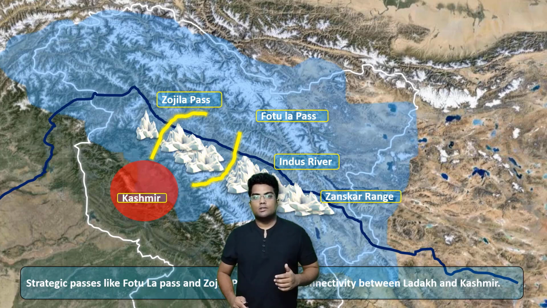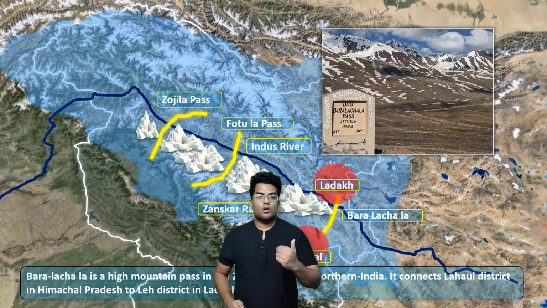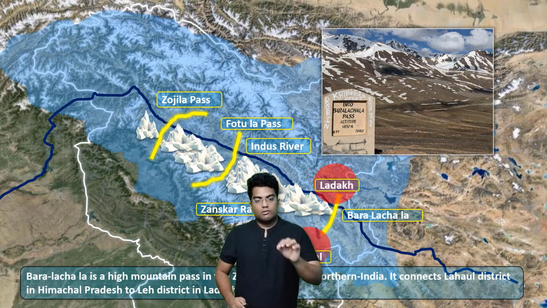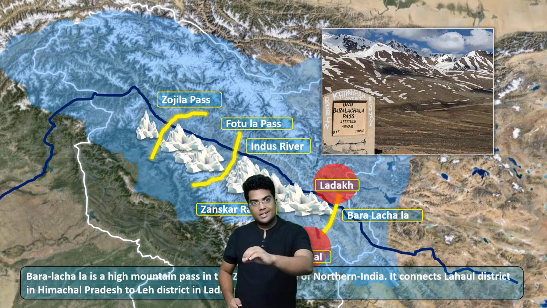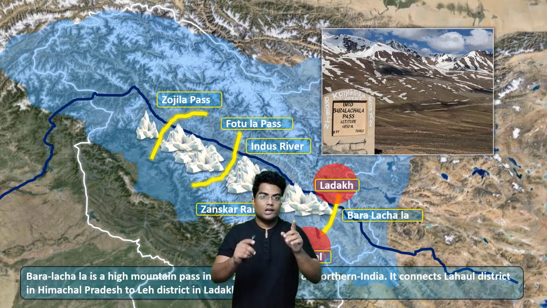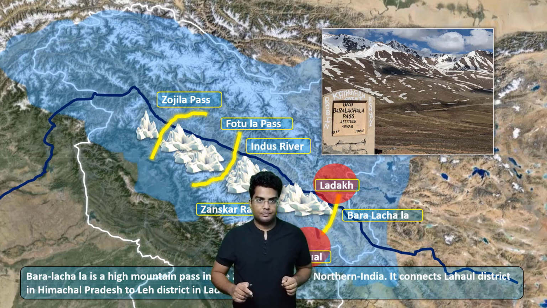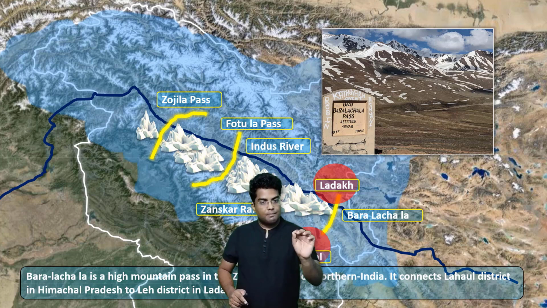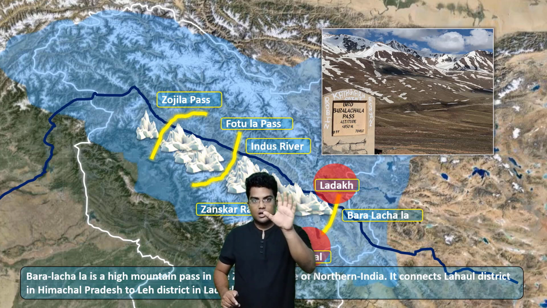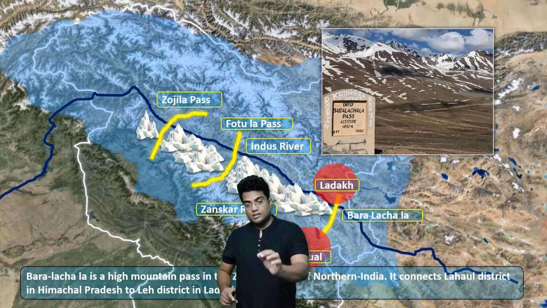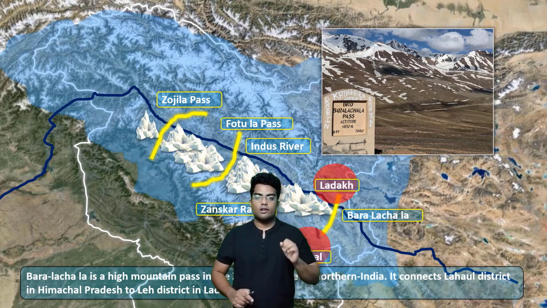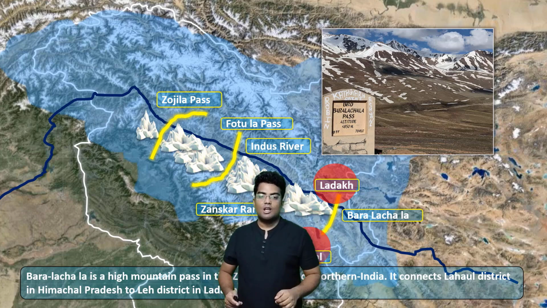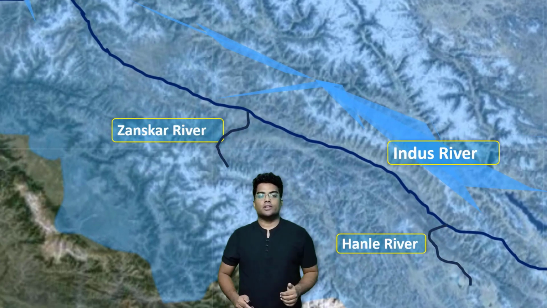Okay, now let's learn about the third pass. So there is one more pass called Barachala Pass. Now this pass is another prominent pass because it connects Ladakh to Lahore. Lahore is basically Himachal Pradesh. So it connects Ladakh and Lahore. Barachala Pass. So three important passes: Zojila Pass, Fotla Pass and the Barachala Pass. Zojila Pass and the Fotla Pass connect Ladakh to Kashmir. The Barachala Pass connects Ladakh to Lahore. Simple. Okay, moving on, let's talk about the rivers.